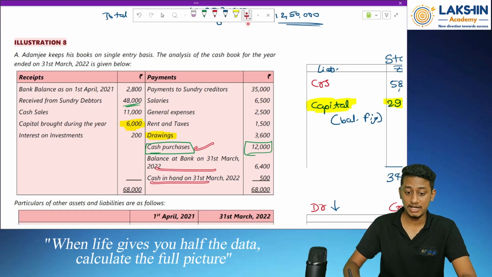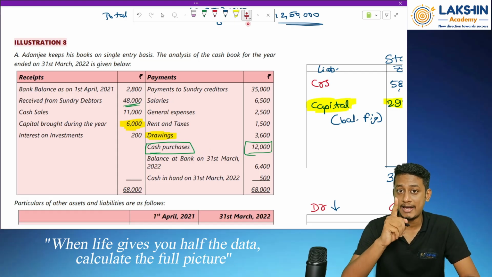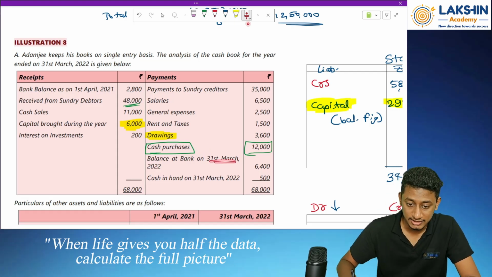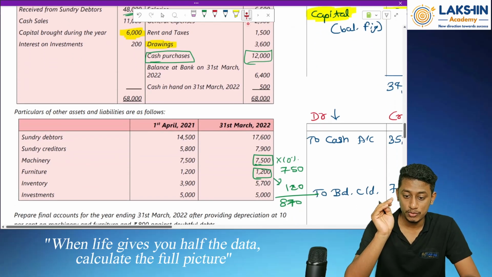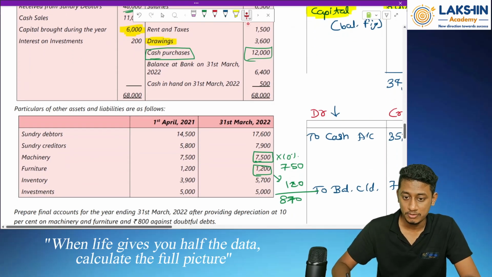Okay, this one we have missed out. Remember, in the closing balance sheet, these are the closing dates. On the closing dates, we need what? Closing balance of cash and bank. So both you can club and take it. So that would be how much?